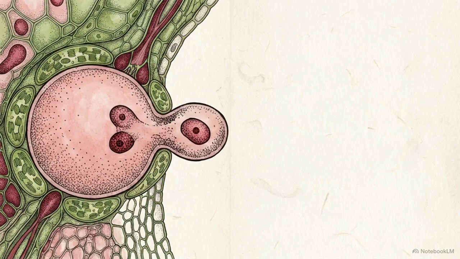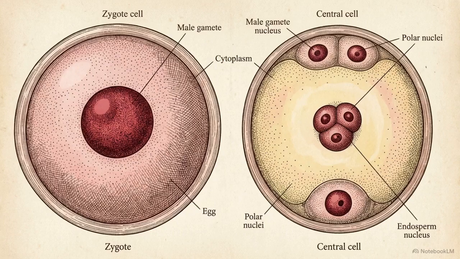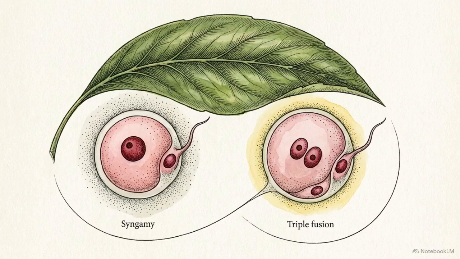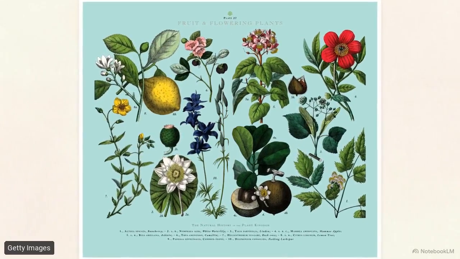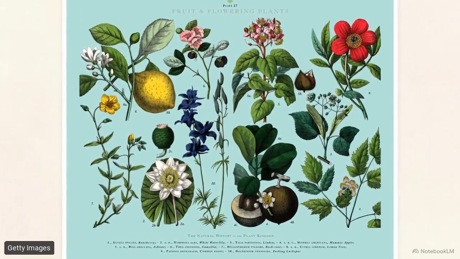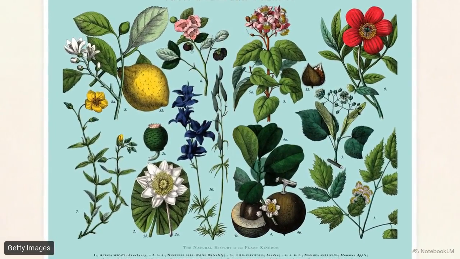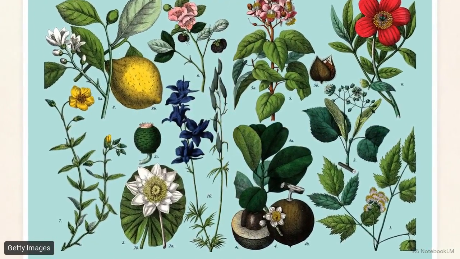To secure top marks, you need this comparison mapped out clearly. Syngamy, 1 gamete and the egg cell yield a 2N zygote. Triple fusion, 1 gamete and 2 polar nuclei yield the PEN. 2 parallel equations running at the exact same time. Nailing the mechanics of double fertilization prepares you for the toughest exam questions. More importantly, you now understand the exact biological sequence that produces the seeds and fruits, making up nearly all of the global agricultural food supply.